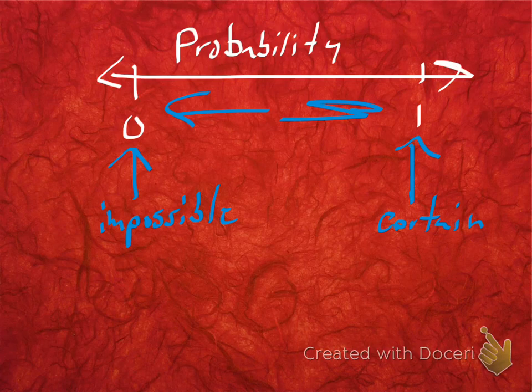Now, another definition that we need to know is the idea of complement. The complement basically means the opposite. So, for instance, suppose something has a 3 in 5 chance of happening. Okay, so let's say we've got 5 choices, 3 of them are favorable outcomes out of a total of 5.